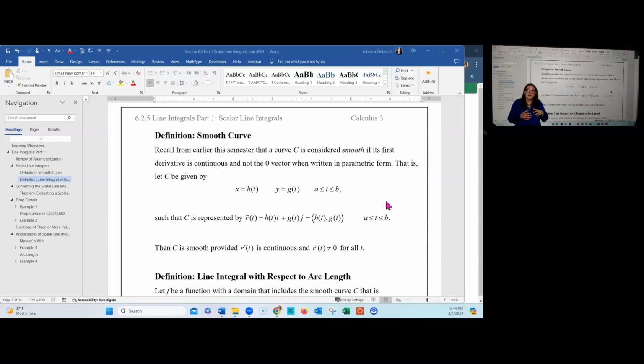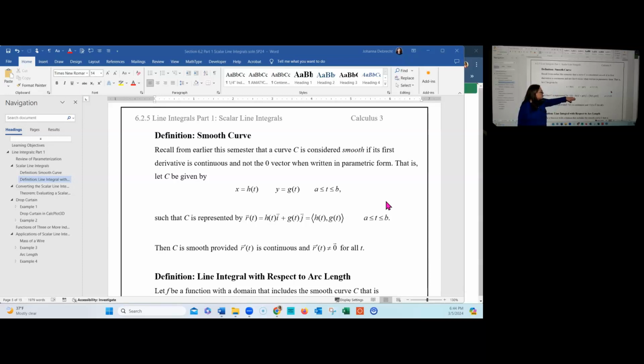So we have a vector r of t, which is going to have some function of t for the first component, second component, and if it's in 3-dimensional space, the third component. And when we take the derivative of that vector, we don't get the 0 vector, and the derivative is continuous. In that case, we call it a smooth curve.